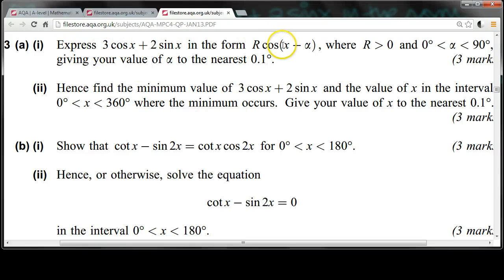Express this in this form, where r is greater than 0 and alpha is acute. Give your value of alpha to the nearest 0.1, hence find the minimum value of this, and the value of x in the interval of 0 to 360 where the minimum occurs. Give your value of x to the nearest 0.1 degree. Show that cot x minus sine 2x is equal to cot x cos 2x for x between 0 and 180, and hence otherwise solve this equation in the interval of x between 0 and 180 degrees.